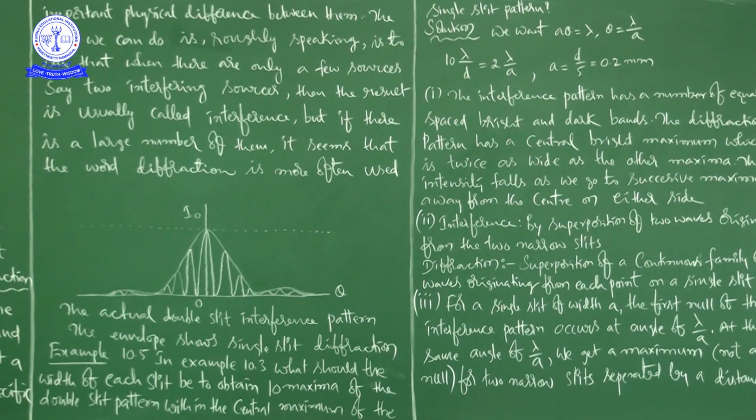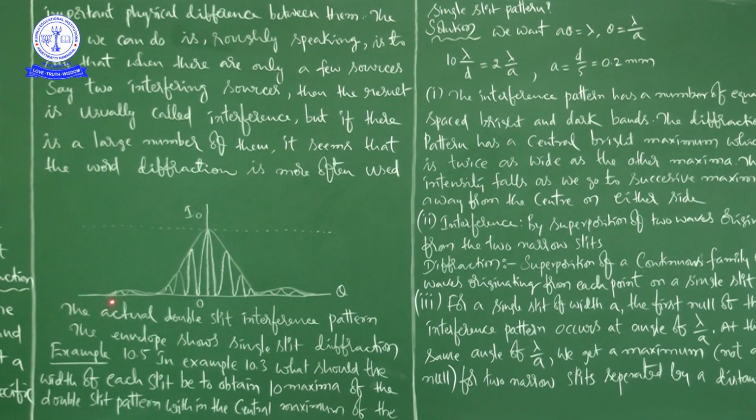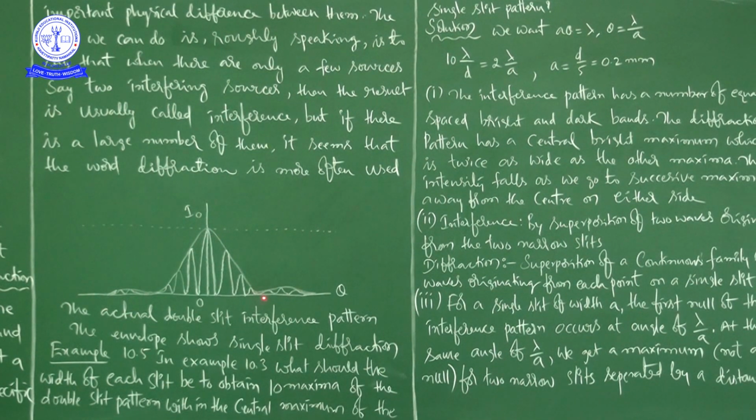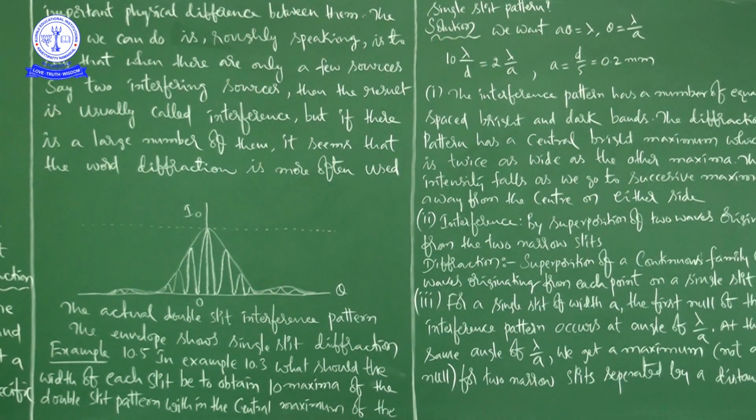So the envelope shows the single slit diffraction. This picture is showing both: what happens if you use a double slit interference pattern, and how we can see it. At the same time, this envelope shows the single slit diffraction. Meanwhile, regarding this picture, I will tell you some other information.